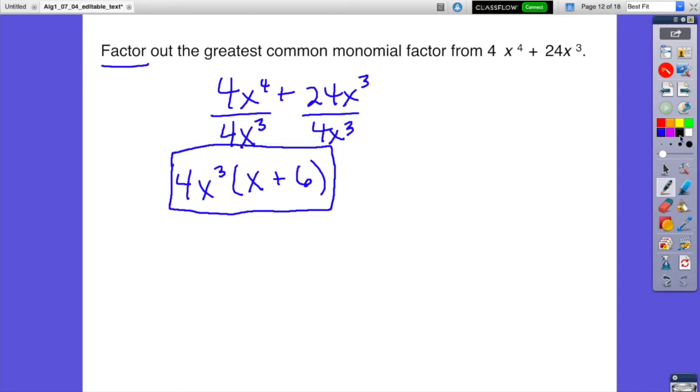Now, to check your work, what we did in the beginning of the chapter, you can multiply it back in and see if you come out with the same answer. Well, let's check. 4x cubed times x is 4x to the 4th. 4x cubed times 6 is 24x cubed. And that matched with the original equation, so you know that you factored it.